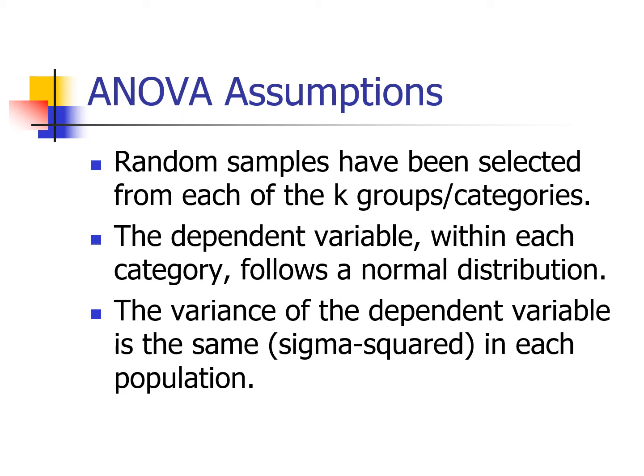The dependent variable within each category follows a normal distribution. And the variance of the dependent variable is the same in each population, in each category. So the variability in GPA for Westchester students is the same as the variability in GPA for Temple students is the same as the variability in GPA for Penn State students. So that's our homogeneity assumption. So the ANOVA assumptions are very, very similar to the regression assumptions that we've already mastered.